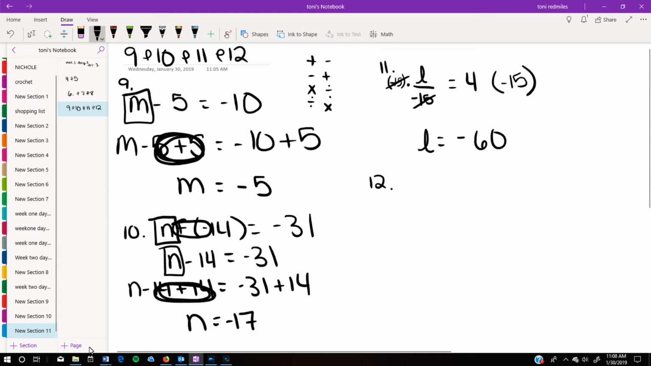All right, number 12. In this one, the 3 is multiplying the y. So if it's multiplying the y, the opposite would be to divide by 3. That's going to give me my desired 1. What I do to one side, gotta do to that other side. And when I divide those, I get a positive 14.